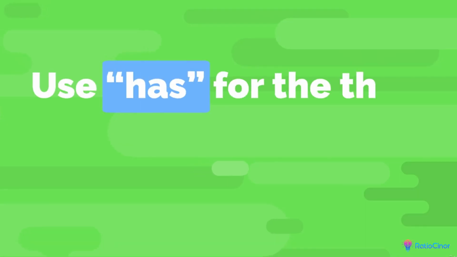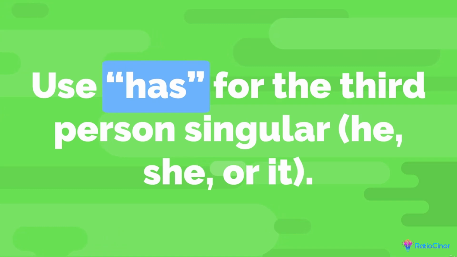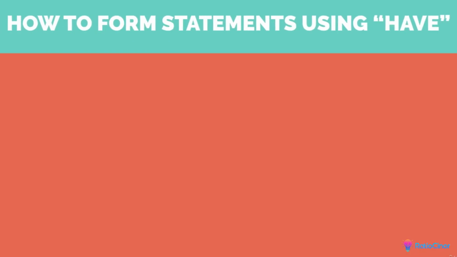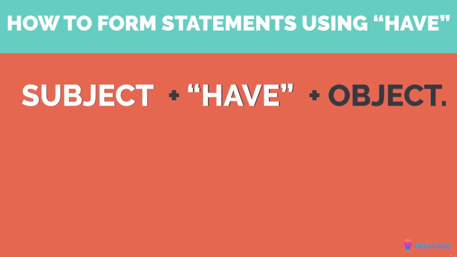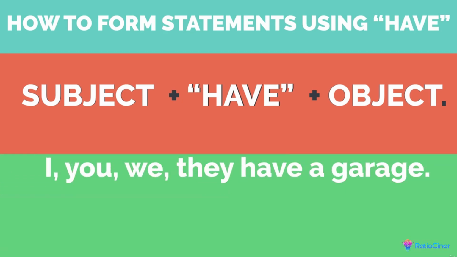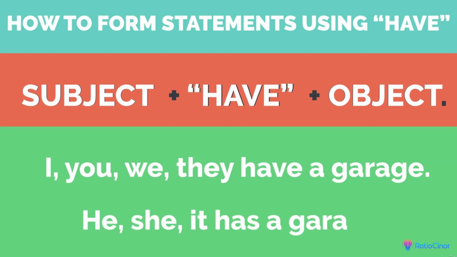Use has for the third person singular: he, she, or it. How to form statements using have. Subject plus have plus object. I, you, we, they have a garage. He, she, it has a garage.